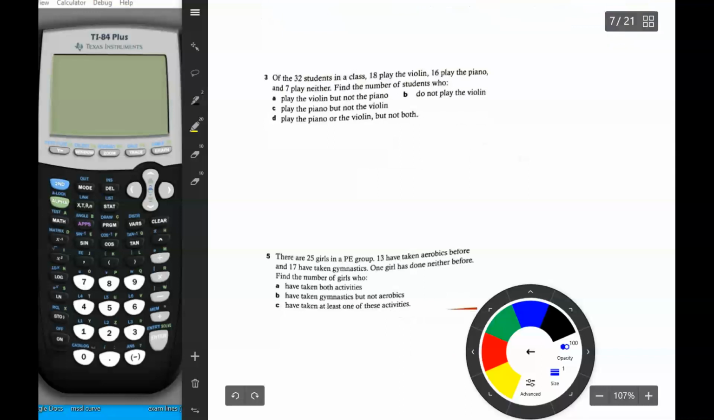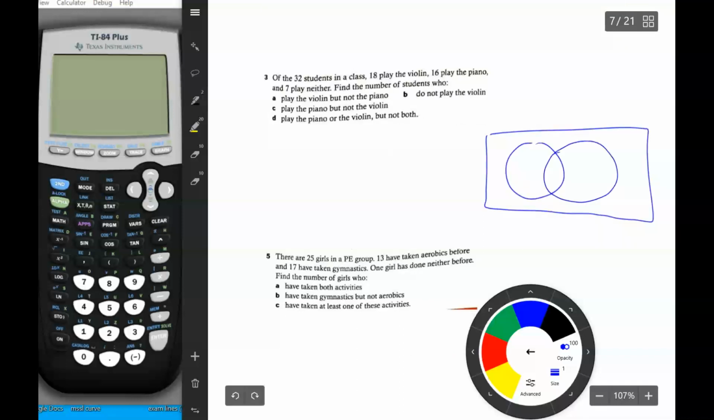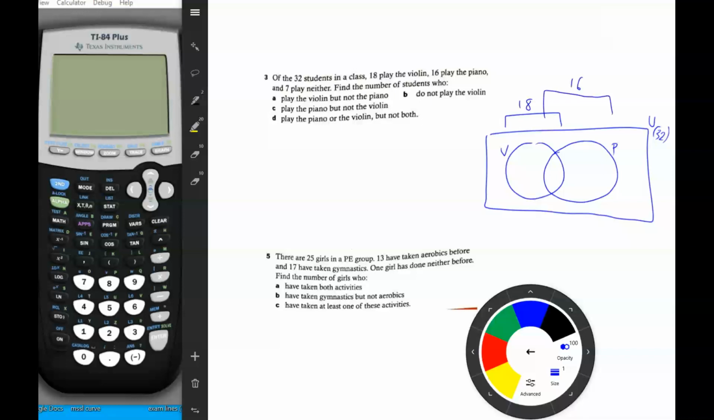Number 3. Of the 32, let me draw my Venn diagram first, okay? Circle, circle. So universe, I got the violin set and I have the piano set. There are 32 students in the class, so that's in the universe. 18 play violin, so that would be 18 in this circle. 16 play the piano, so that would be 16 in this circle. 7 play neither, so they're telling us how many people are out here actually, okay?